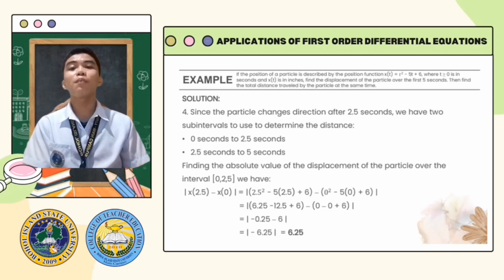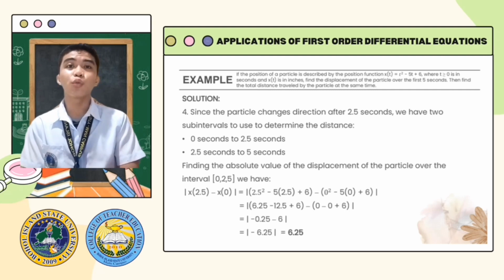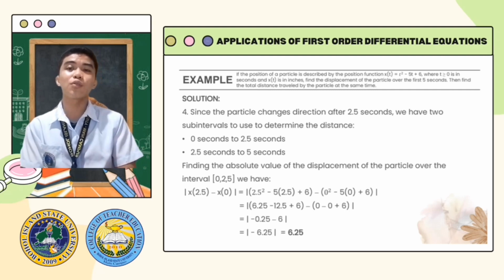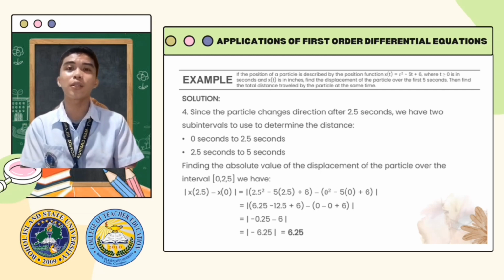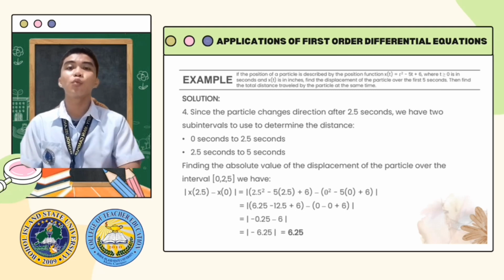For the last step, since the particle changes direction after 2.5 seconds, we have two sub-intervals to use to determine the distance. The first one is from 0 seconds to 2.5 seconds, and the second sub-interval is 2.5 seconds to 5 seconds. Now we will find the absolute value of the displacement over each interval.